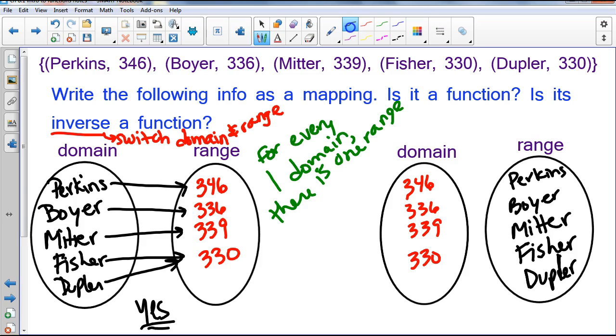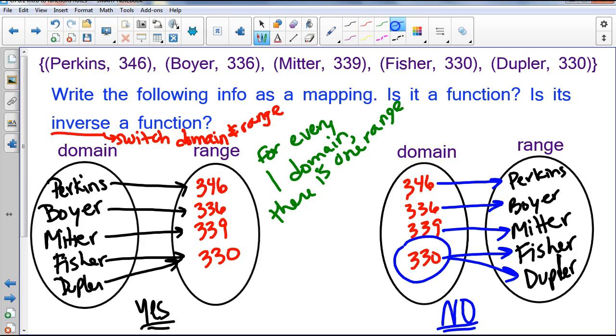Okay. Now we still always start our arrows from the left to the right, so from domain to range. So let's go ahead and draw those in, see what they look like. 346, that's Perkins. 336, that's Boyer. 339, that's Mitter. And 330 is both Fisher and Dupler. So is this a function? Well, this is not a function because for one domain, 330, it has two ranges, not just one range.